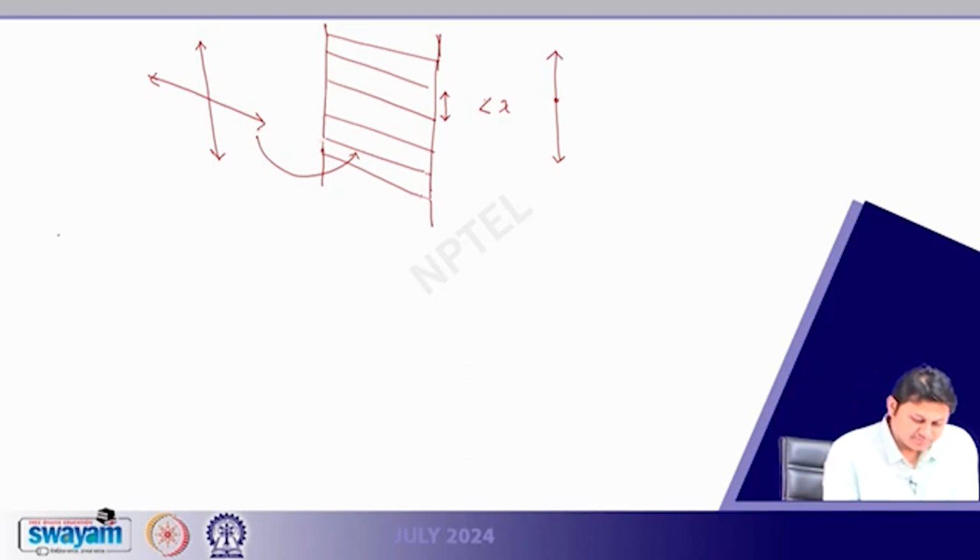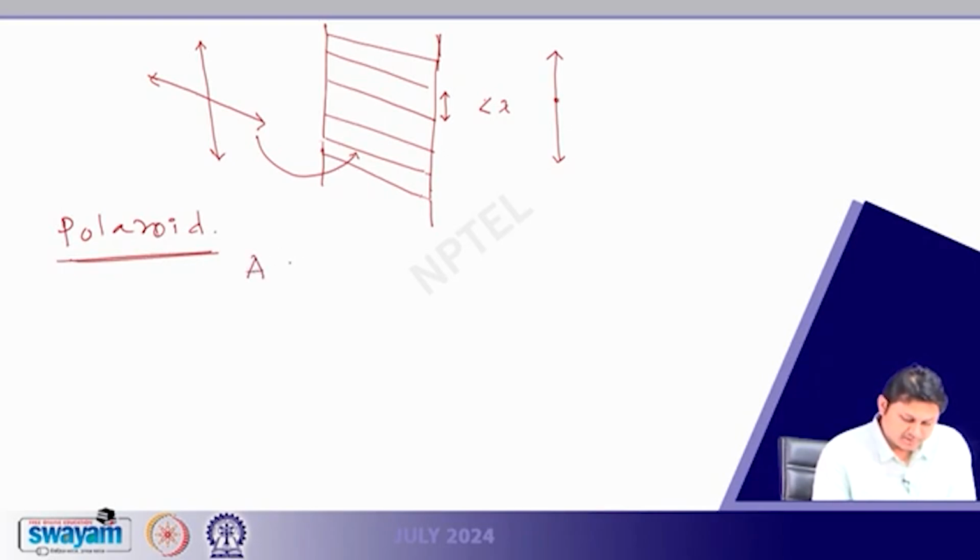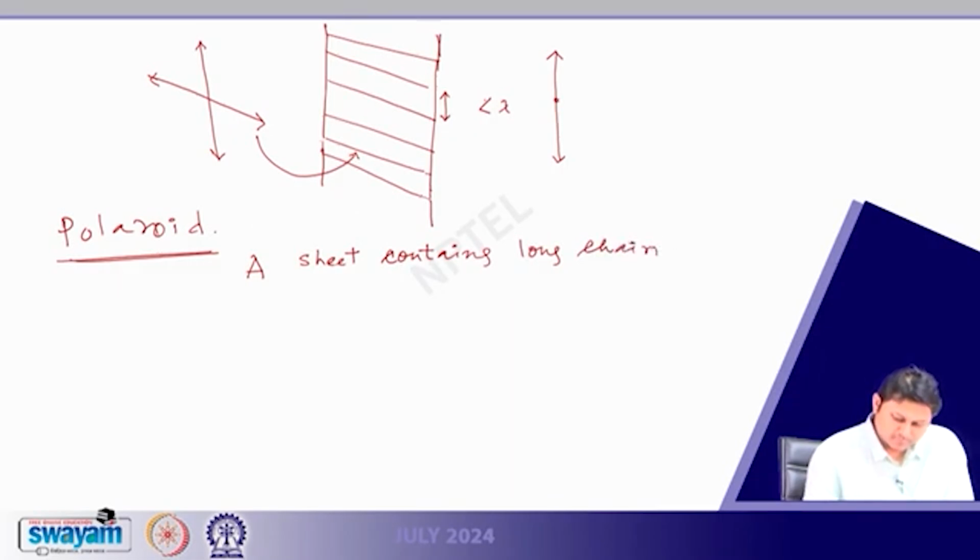So, there are systems which are called Polaroids. In a Polaroid, there is a sheet containing long chains of polymer molecules, which act like this copper wire.